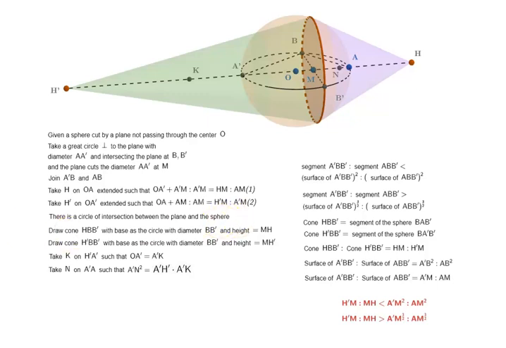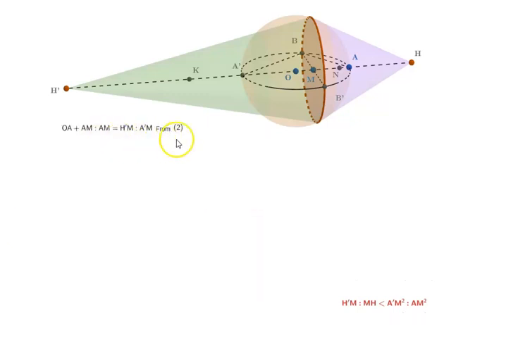So now let's take it one by one. This is how we constructed it. OA plus AM is to AM is equal to H prime M is to A prime M. If we do dividendo, we get OA plus AM minus AM is to AM is equal to H prime M minus A prime M is to A prime M. So AM gets cancelled out. OA is to AM is equal to H prime M minus A prime M.